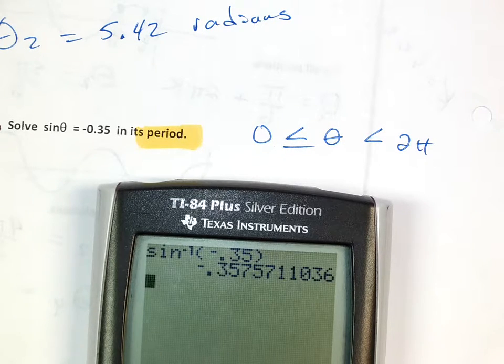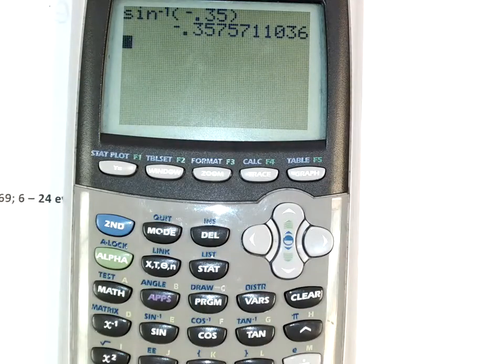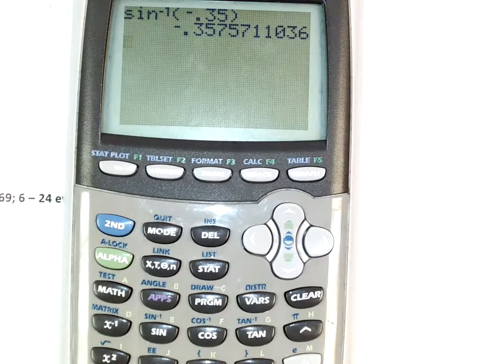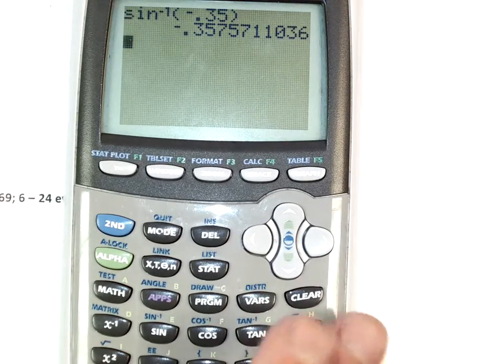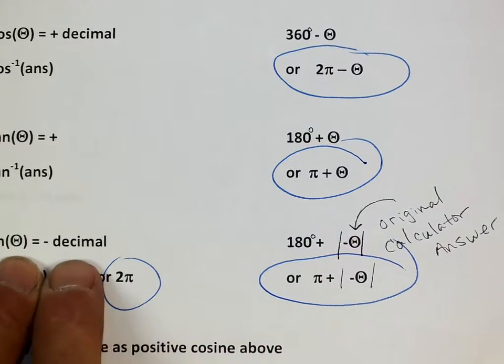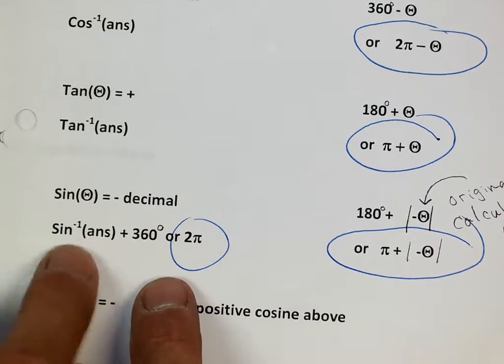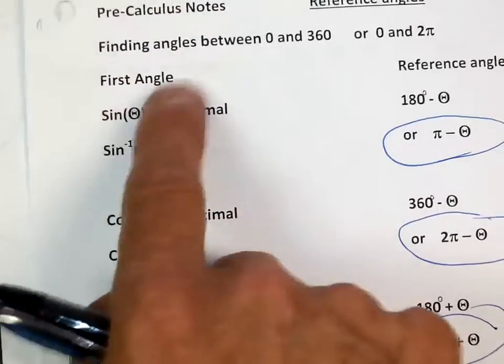Now I get a negative answer. I can't have a negative answer. Why can I not have a negative answer? It's not between 0 and 2 pi, right? So what do I do with it? I make an adjustment. In fact, in my chart, it says if you take the inverse of a negative decimal, then for the first angle, I'm going to make an adjustment.